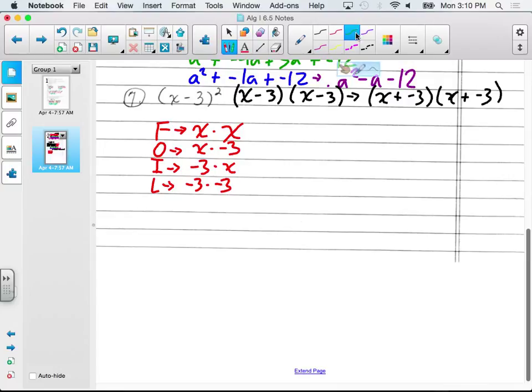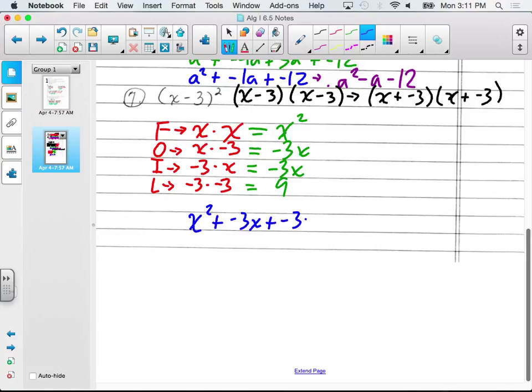There we go. So x times x equals what? X squared. I'm just going to go down the line. You guys tell me what they are. Negative 3x. Next one. Negative 3x. Next one. Positive 9. There we go. So just like they did in the book, at the bottom of our page, they added them all together, so just rewrite them all being added together. X squared plus negative 3x plus negative 3x plus 9.